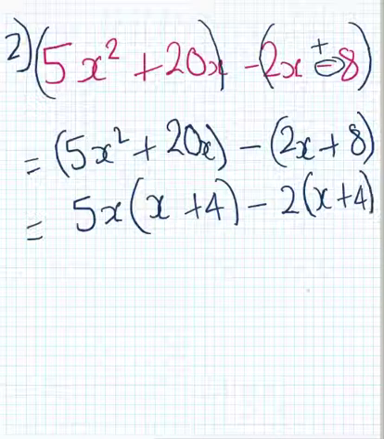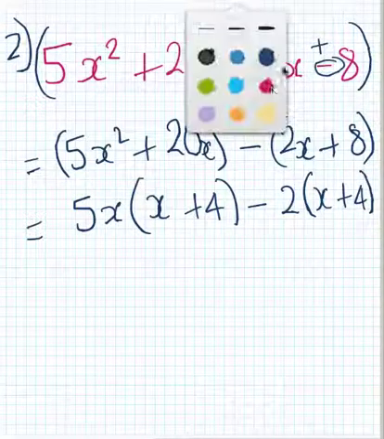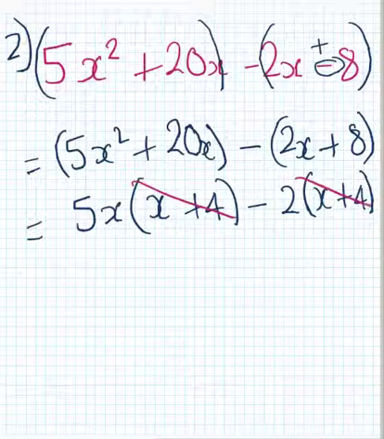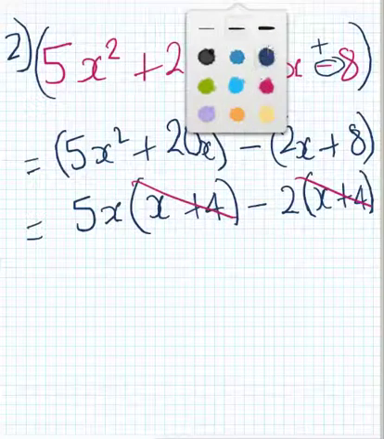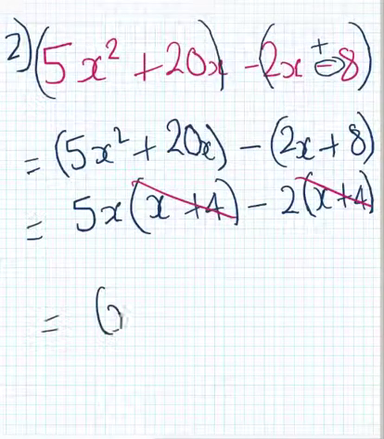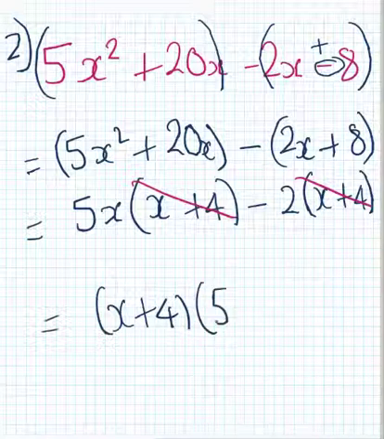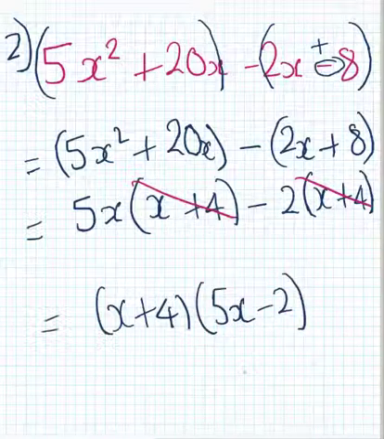And I can see that I have achieved what I wanted to, and that is now I can take out the x plus 4 as a factor, and by doing that we'll be left with 5x take away 2. So take out x plus 4 as a factor, and put the 5x minus 2 in the bracket, and we're done. We have factorized this.